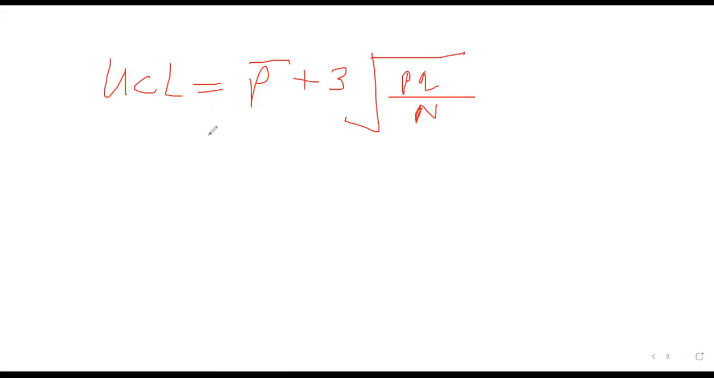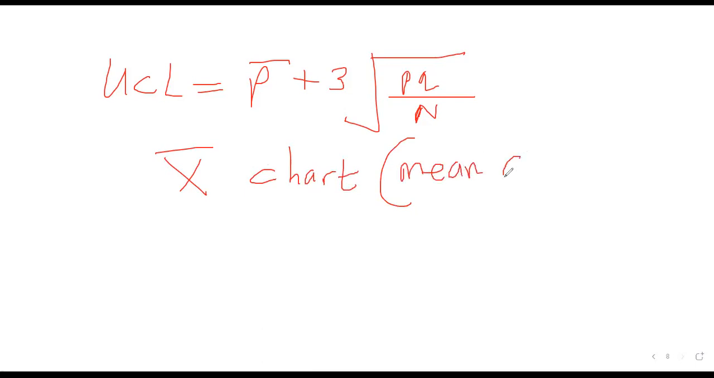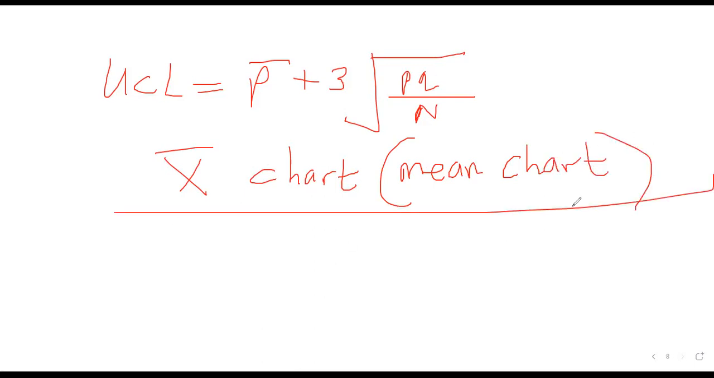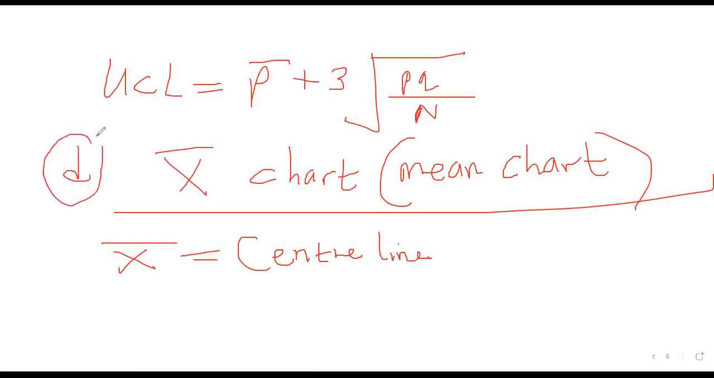All right, we're getting down to formulas. Then the X bar chart is a mean chart. On this one, X bar is the center line. Now, this X bar chart, number D, is when the mean is known and the standard deviation known.